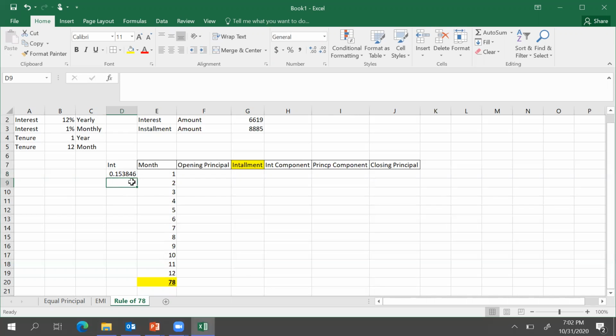In the second month, how much interest is going to be recovered? It will be 11 divided by 78. Next will be 10 divided by 78. So I will write this in reverse order. Now I will find out what the interest component will be. It will be 12 divided by 78. So I will fix this.